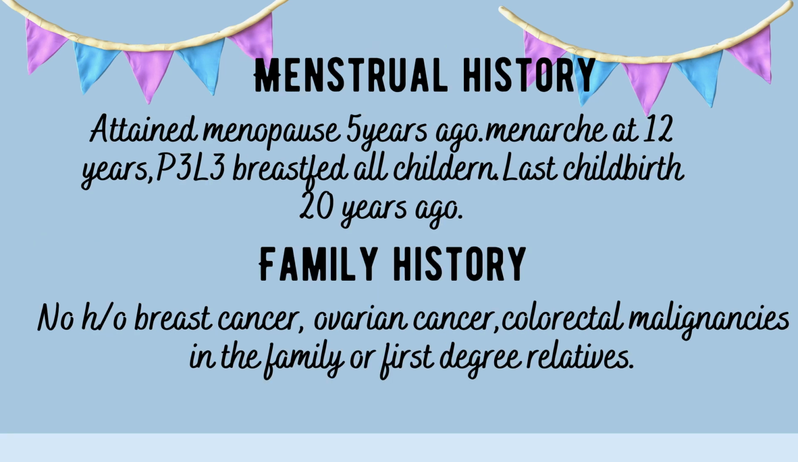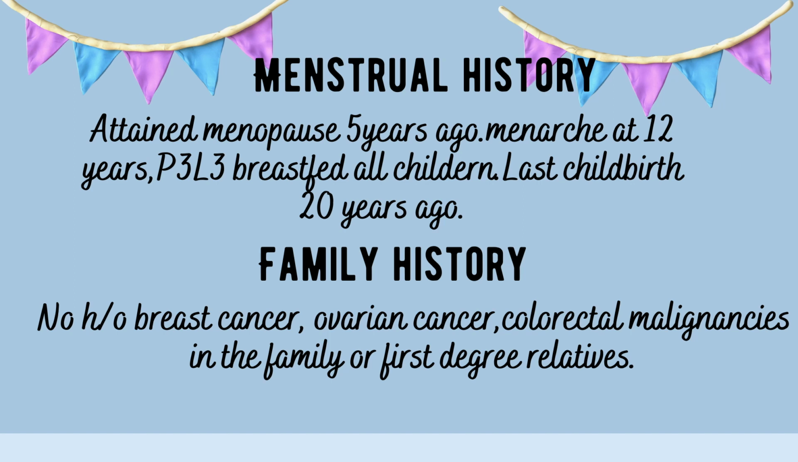Next is the menstrual history. Since it's a case of female breast cancer, we have to take the menstrual history. It is very important. We'll ask when she attained menopause. She attained menopause 5 years ago, which means she is currently 45 years and attained menopause at 40 years. That is normal. Asking menopause age is very important, because if the lady attains menopause very late in life, there are more years of estrogen exposure, so more chances of breast cancer.